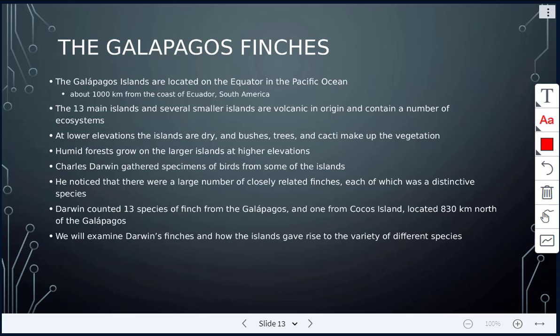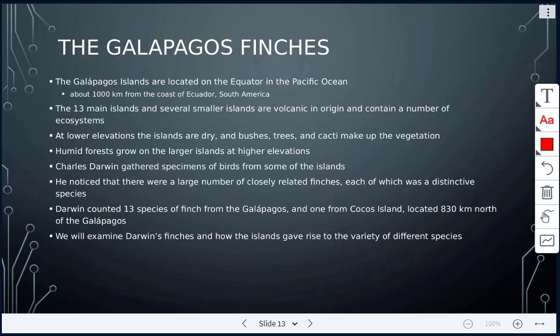All right, so today's lesson, we're still on topic 1 on biological diversity and survival. And today's lesson, we are specifically looking at this investigation or study that was done with the Galapagos finches by Charles Darwin. So the Galapagos Islands, these are located on the equator in the Pacific Ocean.